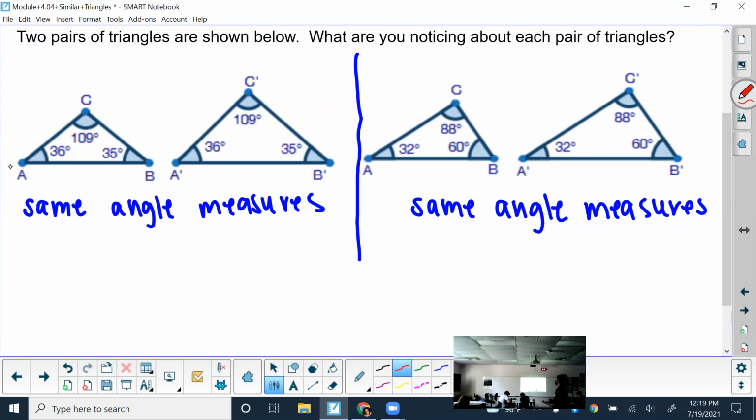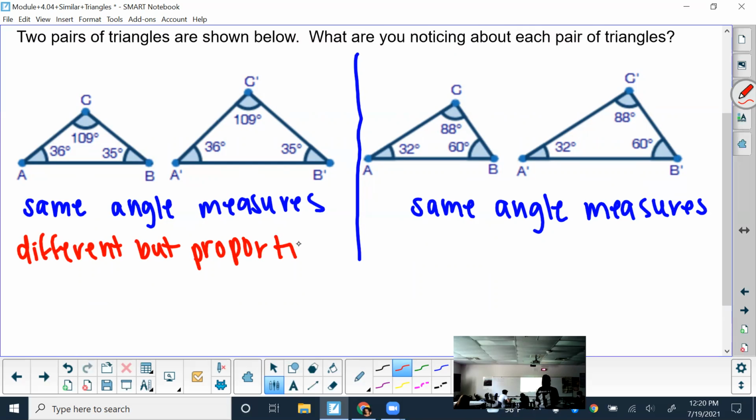What would you say about their side lengths? Are they the same or different? All right, they're clearly different, but they are proportional. All right, remember that word, they are proportional. So if I did have side lengths, they would be to the same ratio. So you could say different but proportional side lengths. And that's true for both of them.